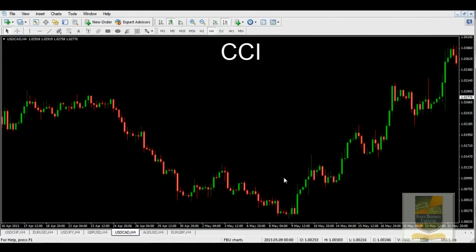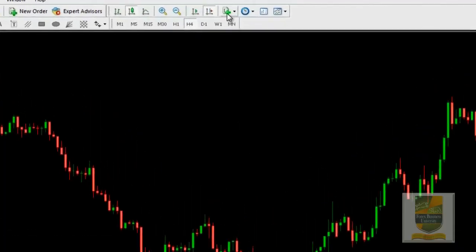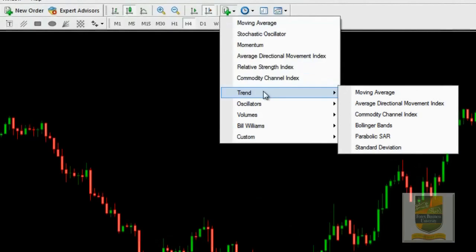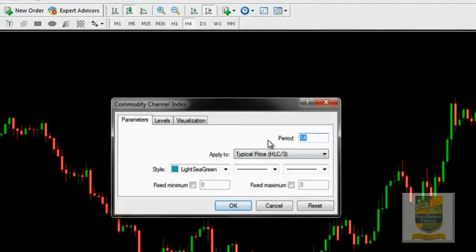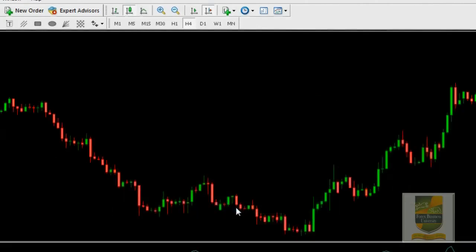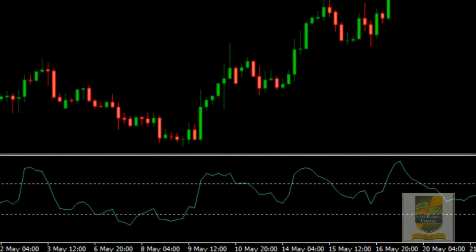So let's first get the indicator on our chart so I can show you what it looks like. So this indicator is under trend indicators. Here you can also set the period for the indicator. This will also depend on what time frame you're trading. And here you can see is the levels, the minus 100 level and the plus 100 level. And as you can see, the CCI indicator consists of only one line.